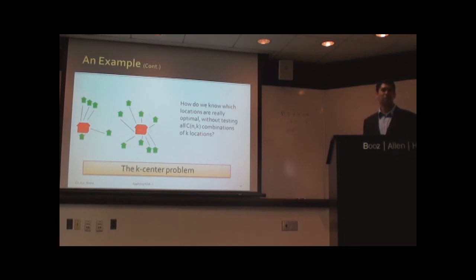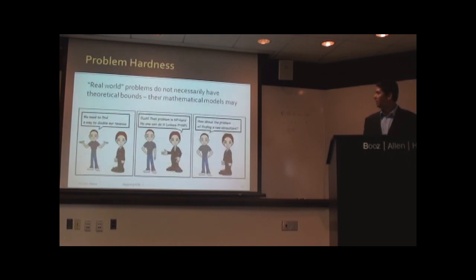So this problem's lower bound, or the problem hardness, seems quite high, right? So let's talk about the problem hardness for a second. But I would like to first of all point out that real world problems don't necessarily have lower bounds or NP-completeness results or things like that. It's their mathematical models that have that.